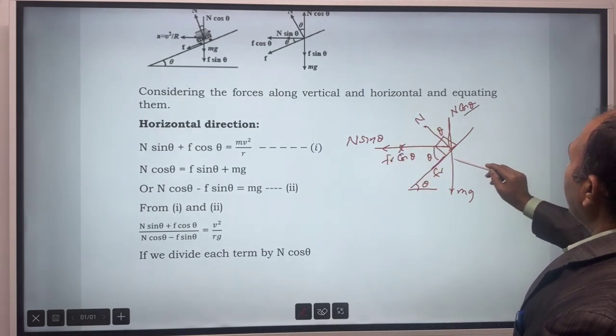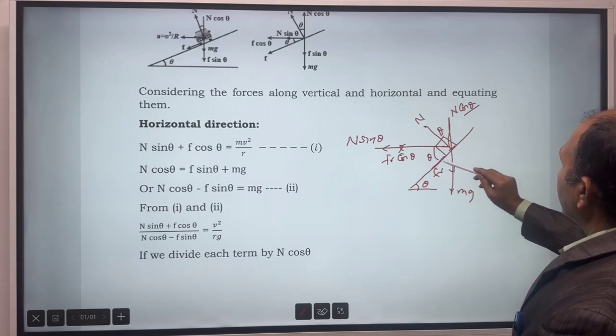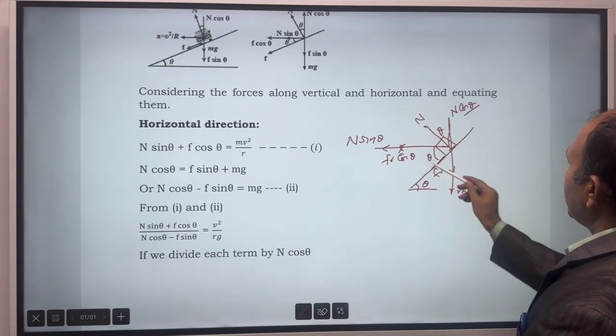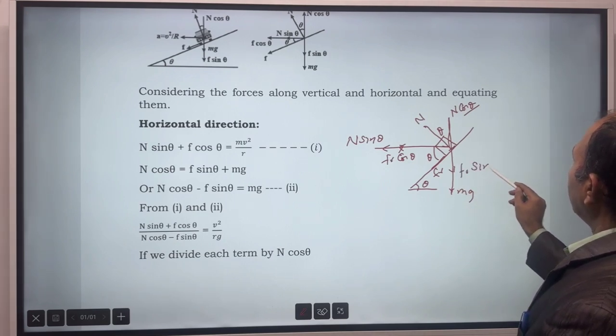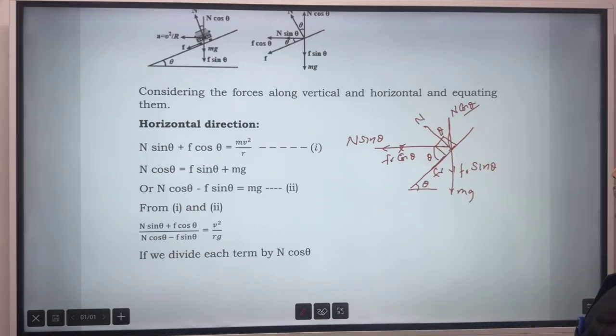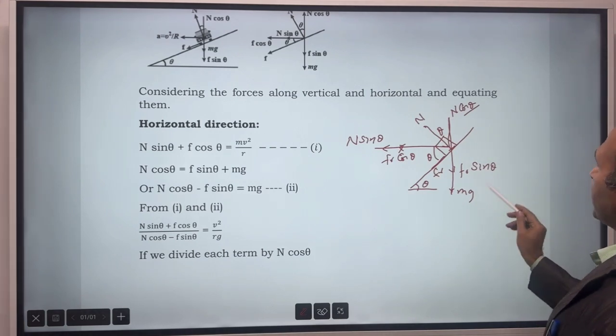and N cos theta will be balanced by mg and one component of friction. Since the cos theta component is in this direction, here it will be the sin theta component, Fr sin theta. So you have seen the situation. N cos theta is balanced by Fr sin theta plus mg.